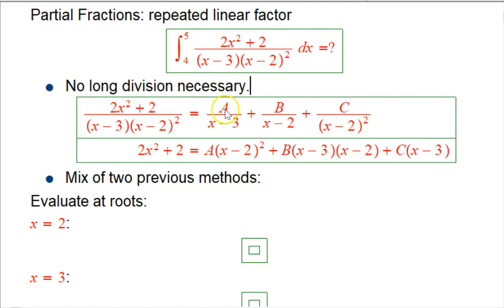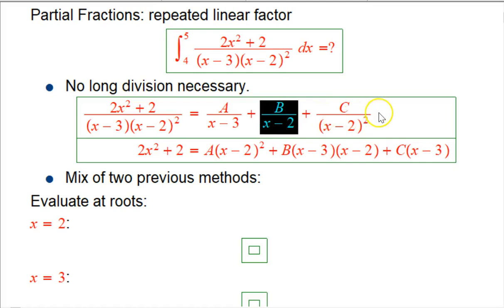It is going to be a mystery number. Remember, these capital letters are always just numbers, no x's. They're unknown coefficients, but they are not variables. They're nothing to do with x. It's going to be somewhat similar to what we had before. Unknown coefficient over x minus 3. And it's going to have an unknown coefficient over x minus 2 quantity squared. But you also need a coefficient over x minus 2 just to the first power.